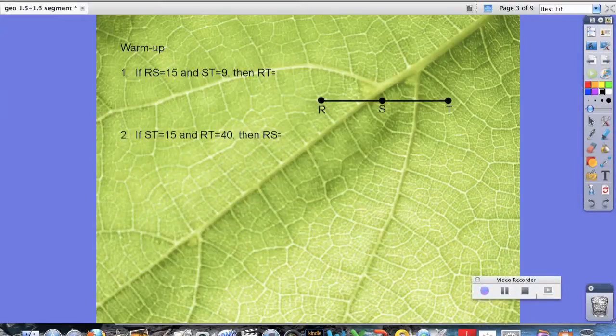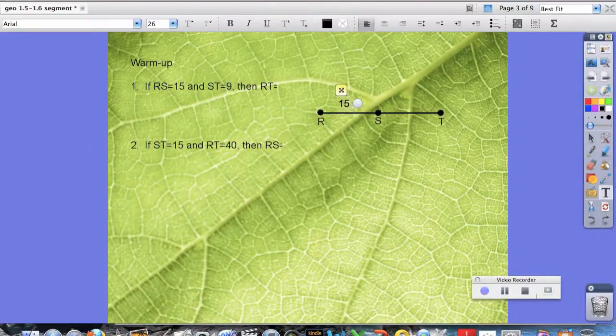So, quick warm-up: if line segment RS equals 15 and line segment ST equals 9, then RT is equal to, and that's what you're supposed to figure out. So hopefully you wrote down RS equals 15, so this segment here has a length of 15 and ST is 9. Therefore, line segment RT has a measure of 24.